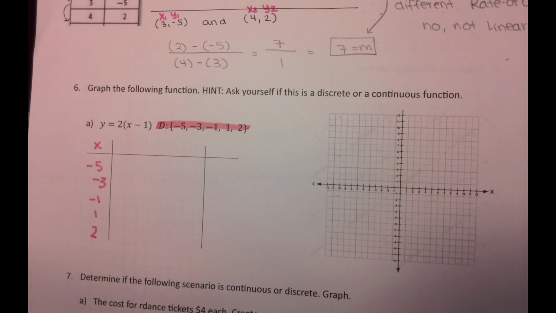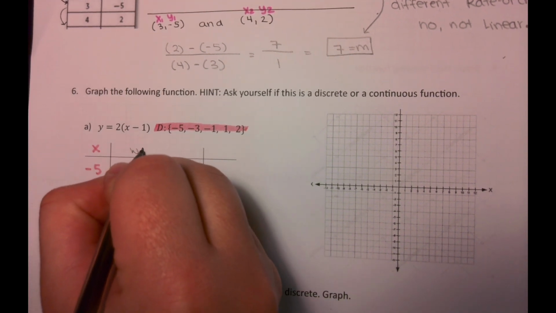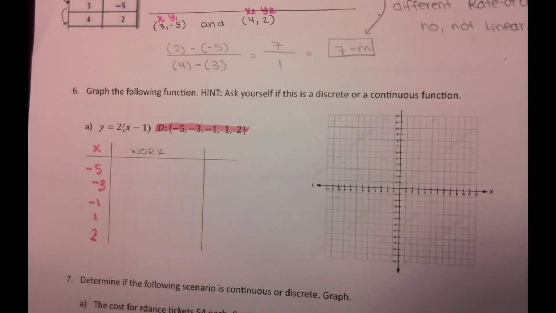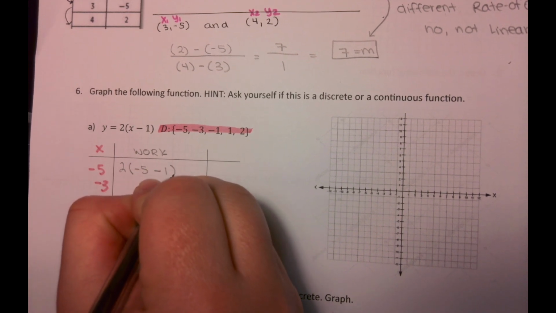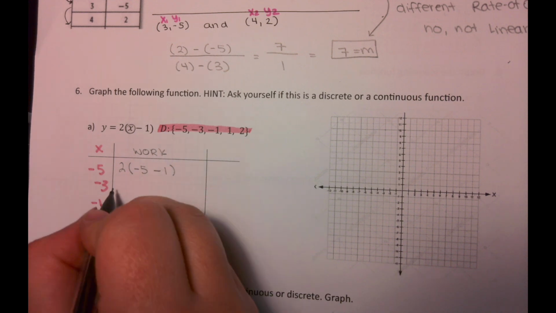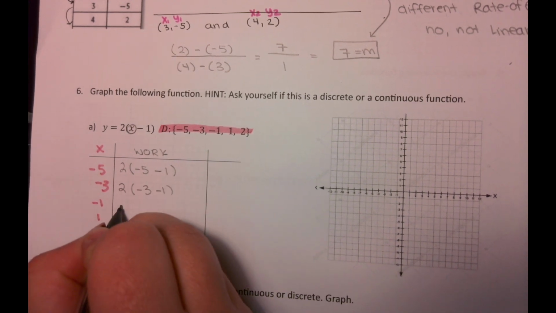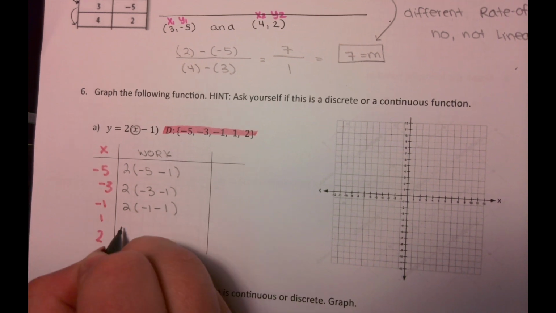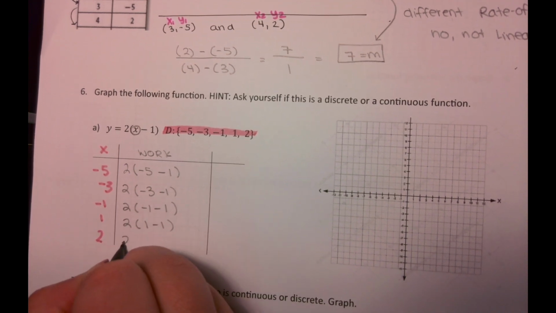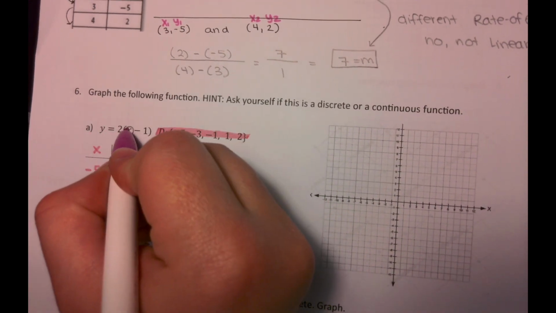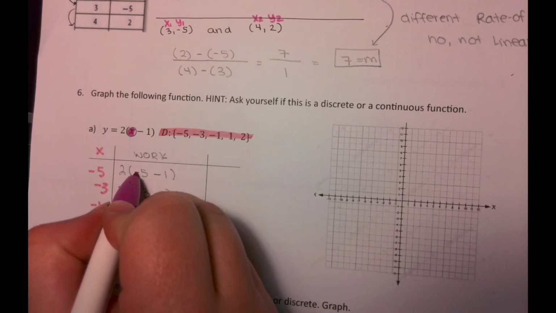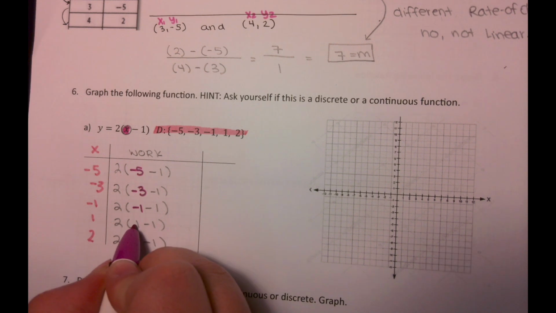Now, if it's not listed at all, or if they just give you parameters, then you can use whatever x's your heart desires. But here, they are listing, so we have to use these values. This space in the middle is for your work. So we have 2 times negative 5 minus 1, and I'm just inputting my x values into my x. 2 times negative 3 minus 1, 2 times negative 1 minus 1, 2 times 1 minus 1, and 2 times 2 minus 1. All I'm doing is replacing the x values into my x spot.